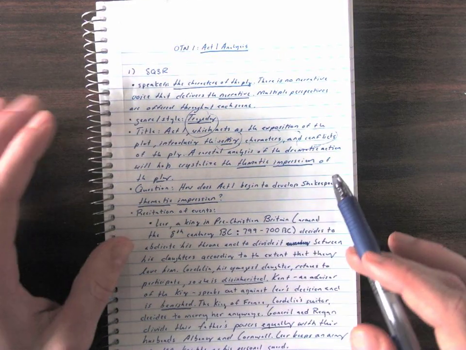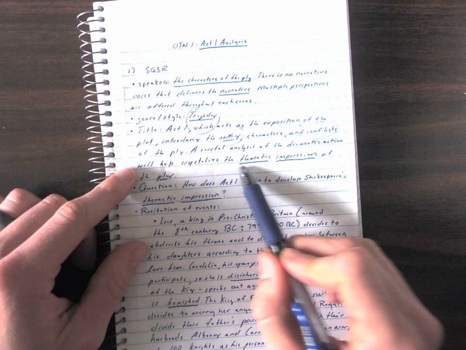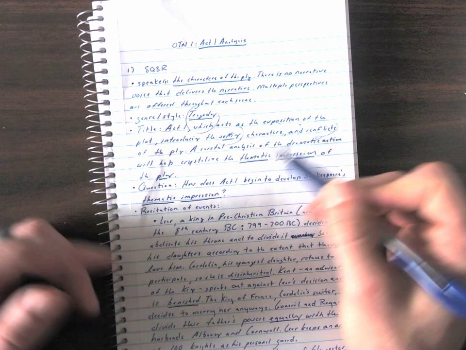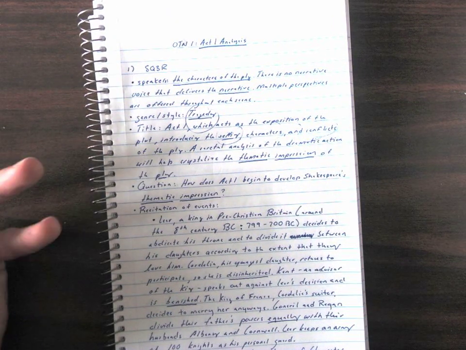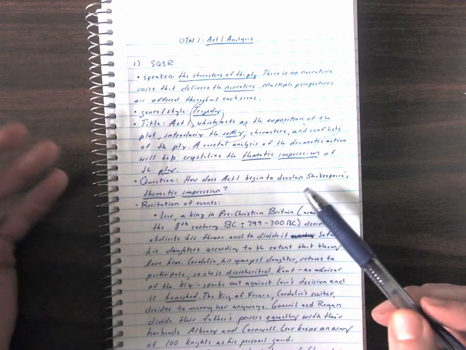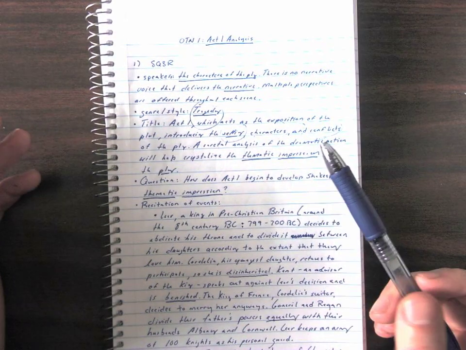A careful analysis of this introduction is going to help crystallize the thematic impression that is going to be made by the unfolding of this plot. So obviously the question that we are meant to be asking ourselves is very simple: how does Act 1 begin to develop Shakespeare's thematic impressions?